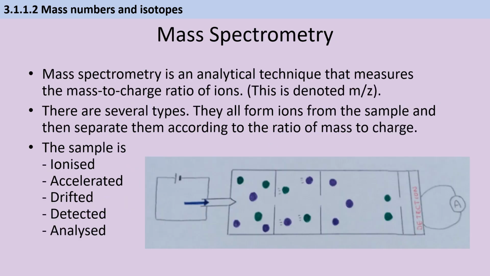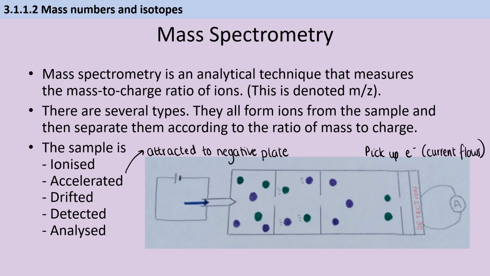Next, all of those ions are going to be accelerated, and this is done by them being attracted to the negative plate because of course they all have a positive charge. Then they're going to travel through the drift chamber, and that's how they're all going to end up spreading out. And then they're going to be detected when they hit this negative plate and they pick up an electron, and this causes a current to flow.